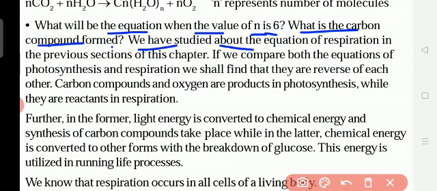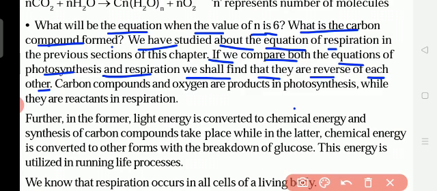We have studied about the equation of respiration in the previous section of this chapter. If we compare both the equations of photosynthesis and respiration, we shall find that they are reverse of each other. Okay, so equations of photosynthesis and respiration. Respiration means what? You studied already. Respiration takes place inside the cell. Breathing will take place outside the cell. Okay, this is the one.